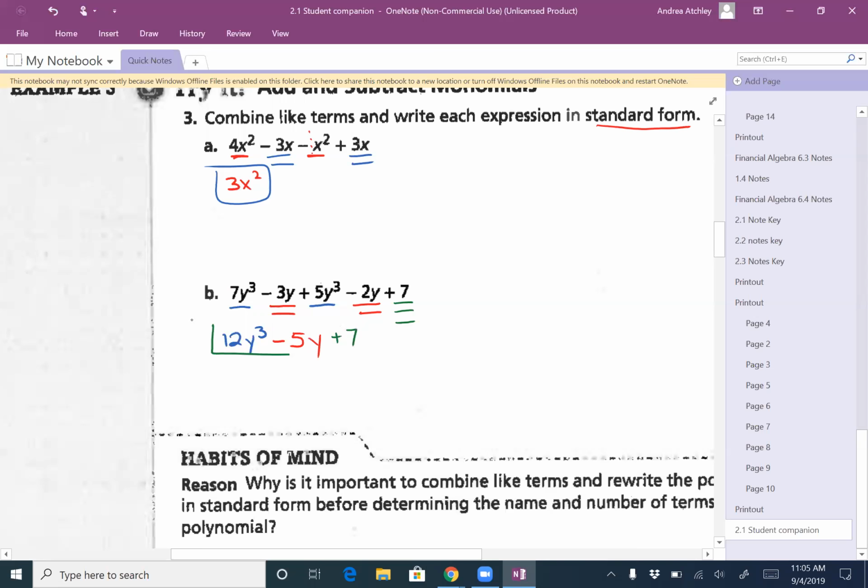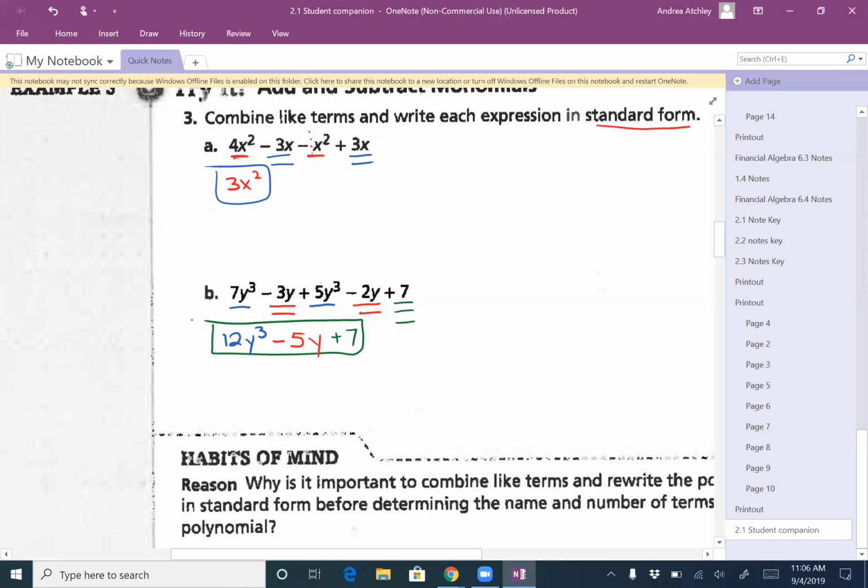Yes? For the 7y cubed and 5y cubed, why do we add those? Okay. When do we add exponents? No. Class, when do we add the exponents? When we're multiplying them, okay? In this, I'm just counting.